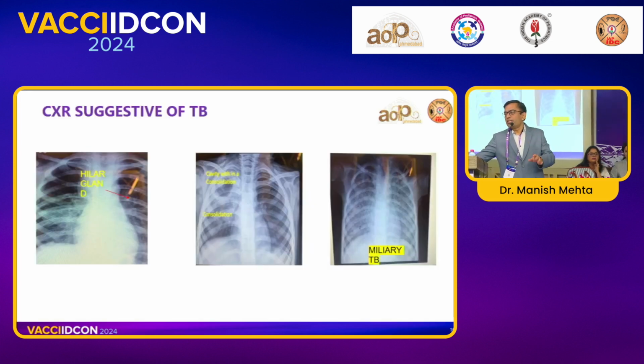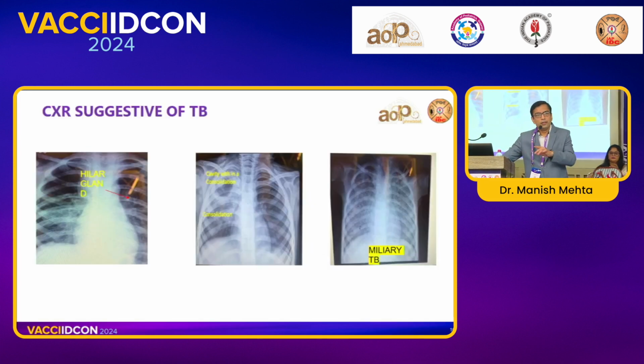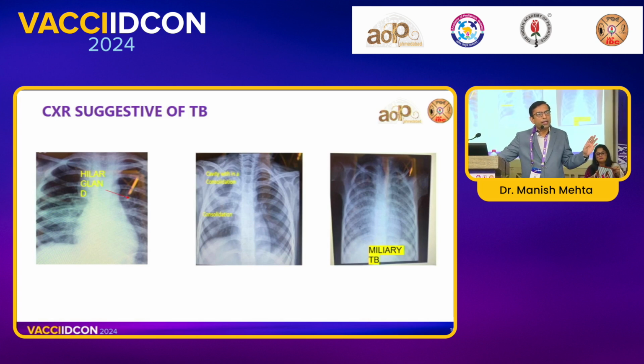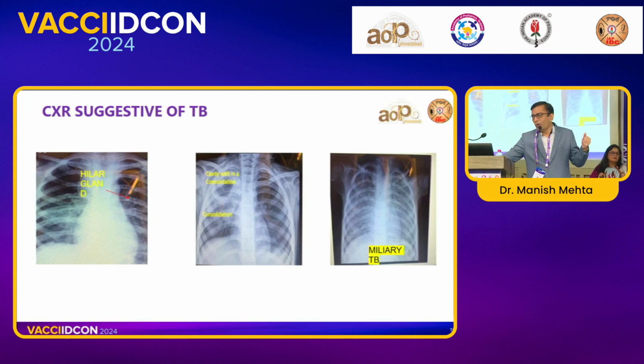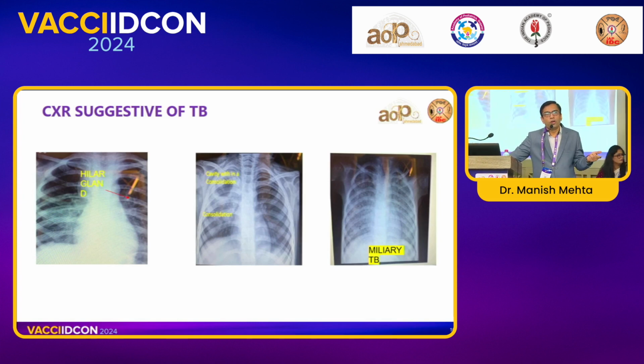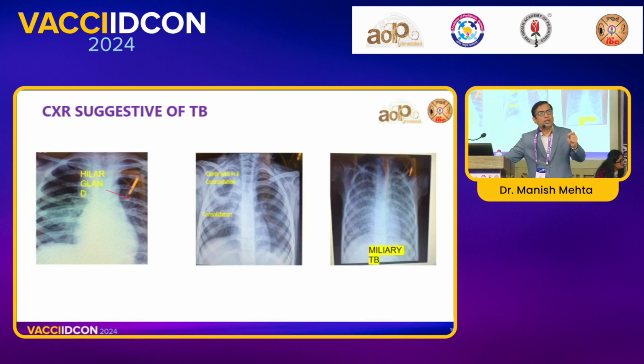So if our child would have this X-ray, then it is tuberculosis. We should start ATT on this. Yes or no? No. Good. So what will you do? What should be done? So yes, microbiological confirmation is most important.